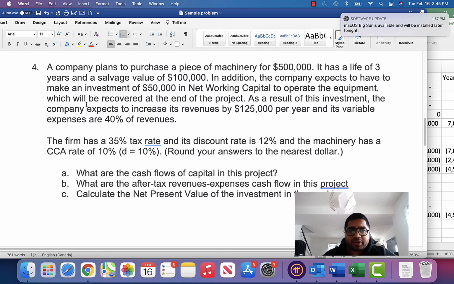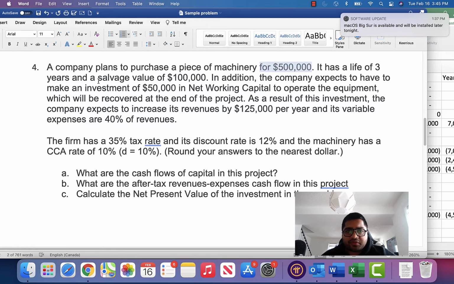So in this recording, we'll discuss what happens when you have incremental revenues. They have not given the total revenues or total cost. They're just saying if you do this, it will add on to revenues as well as cost. So how to do such kinds of valuations? Let's discuss. A company plans to purchase a piece of machinery for 500,000.